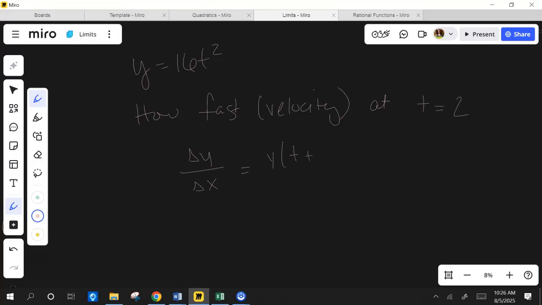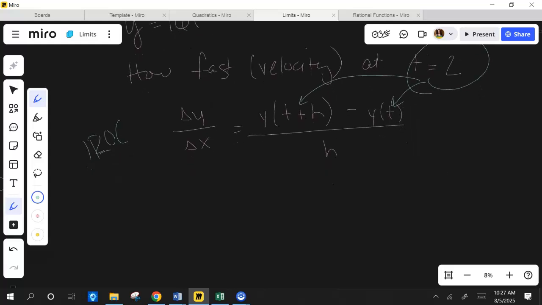So I'm going to do y of t plus h, which is that change in time, minus y of t over h. But this time, I'm trying to find my instantaneous rate of change, remember what I'm doing. I'm going to plug in 2 for my time. Okay? All right. So I get y of 2 plus h minus y of 2 over h.